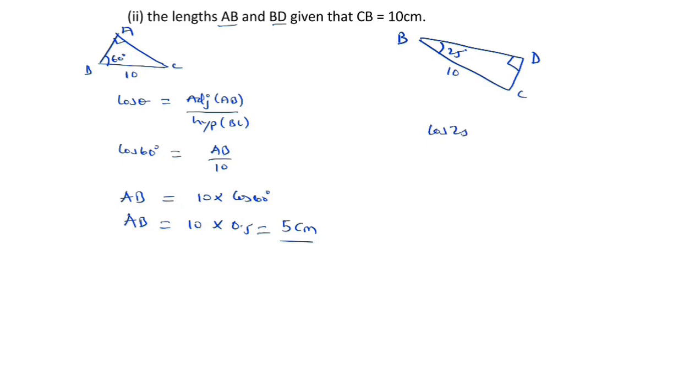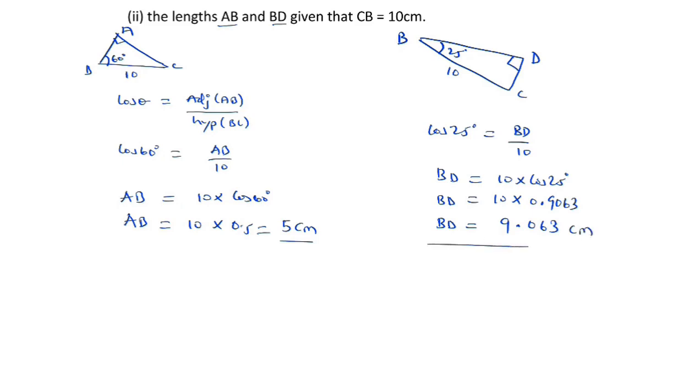Cos 25 equals BD over 10. Okay, so let us now make BD the subject. We are going to have BD equals 10 times cos 25. Reading cos 25 from the table, we are going to have BD equals 10 times 0.9063. Solving the values, we are going to have BD equals 9.063 centimeter. So now we have all the requested figures from the question.